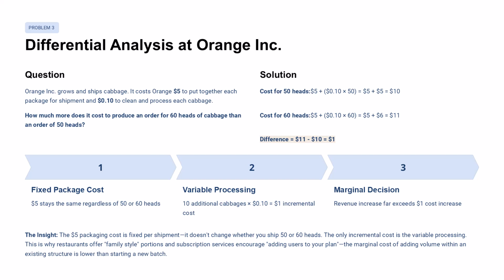If Orange Inc. has a customer choosing between 50 and 60 heads, they should offer a discount for the larger order because their marginal cost is minimal. This is why bulk pricing exists everywhere from Costco to cloud computing. Amazon Web Services charges less per unit of compute as you scale up because their fixed infrastructure costs spread across more usage. Orange Inc. with their $5 packaging charge is a micro version of the same principle. Understanding marginal cost isn't just accounting, it's the foundation of every pricing strategy in modern business.